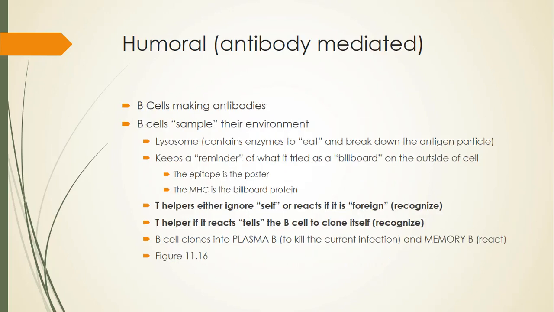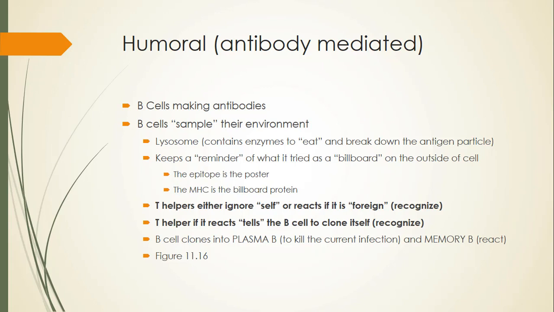In humoral antibody mediated, it's only the B cells that are the producers of the antibodies. The B cells make the antibodies. The B cells like to go around and sample their environment, a bit like you wandering around Costco or Sam's Club and trying a little piece of what's on offer. And as we see by 11.15, the lysosomes contain the enzymes to eat and break down the antigen particle on a chemical molecular level. It keeps a reminder of what it's tried as a billboard. So it's gone around Sam's Club and it said, I tried that. Here, look. I tried this.